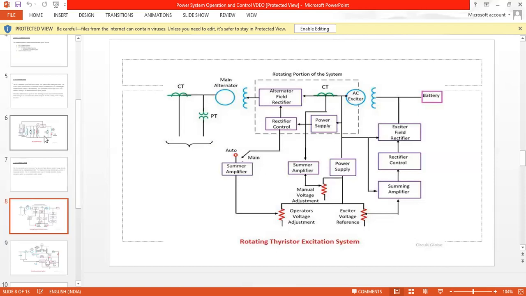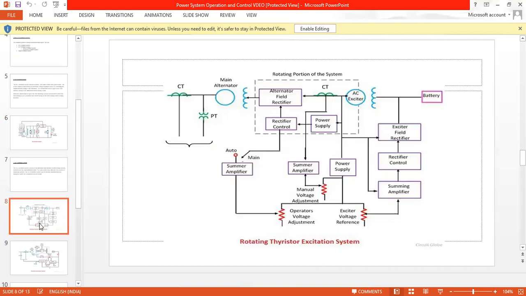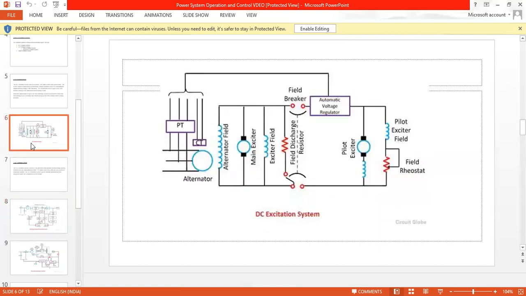When we compare this with the DC excitation system, the field breaker between these two had a larger impact upon the power supply. That's how the rectifier control makes quite a difference between these two excitation systems.